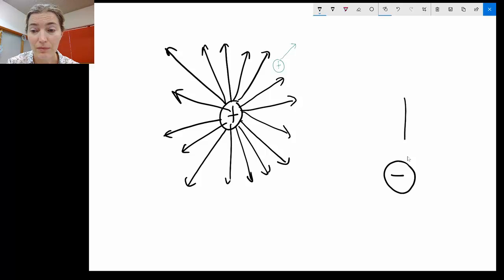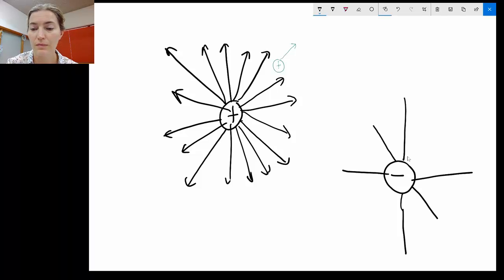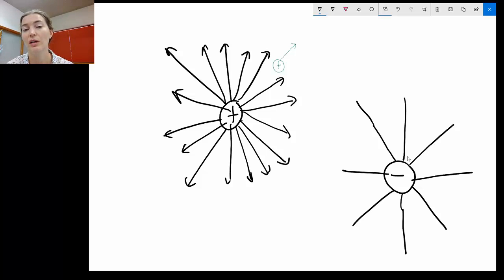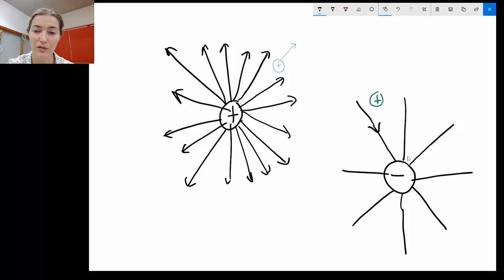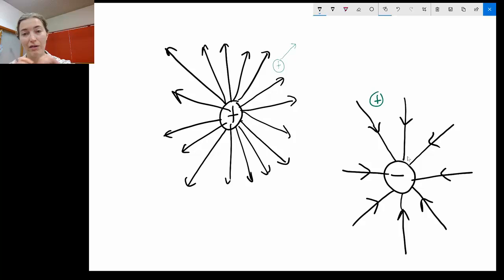So it's roughly the same. We have these lines radially spaced. But what we need to think about now is which direction we put the arrowheads. Same thing, we get our little positive particle here, and we think, which way would that positive particle go? The positive particle would be attracted to the negative source, so we draw the arrows pointing in. So positive charge, arrows spread out radially. Negative charge, arrows spread out radially, but they're pointing towards the negative source.